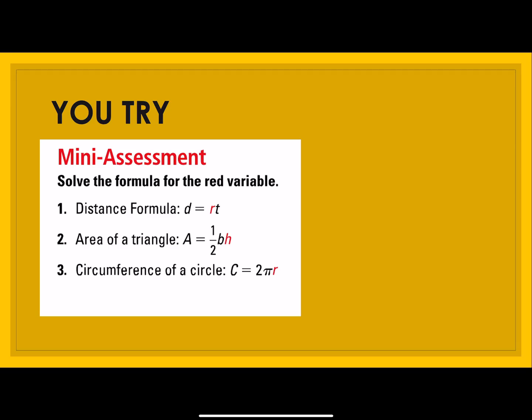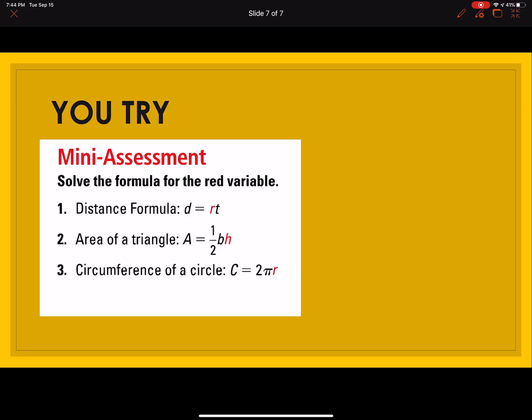Okay, we have a mini assessment, and it says you try, solve the formula for the red variable. So we have 3 formulas here. The red variable is what you're going to solve for or isolate. Go ahead and take a minute, pause the video, work your way through these 3 problems, and then come back and see how well you did.